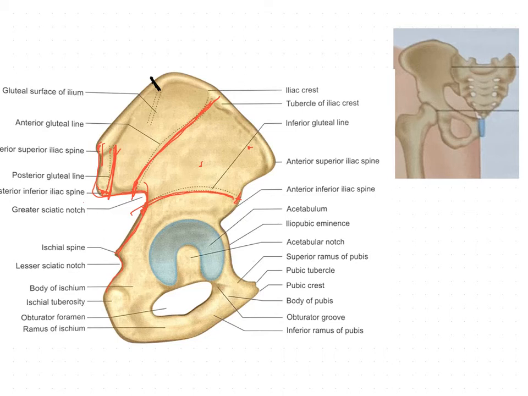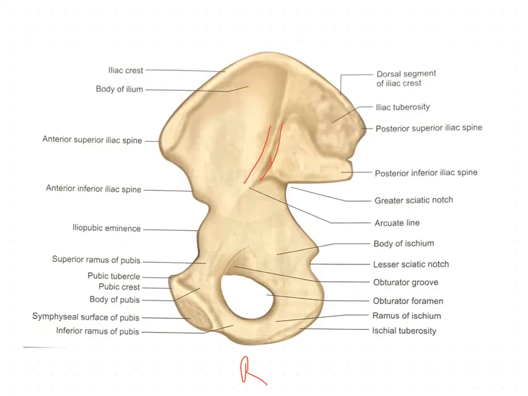Now we will see the iliac fossa. This part is called the iliac fossa. The iliac fossa is the large concave area on the inner surface of the ilium, which is situated in front of the medial border. It forms the lateral wall of the false pelvis.